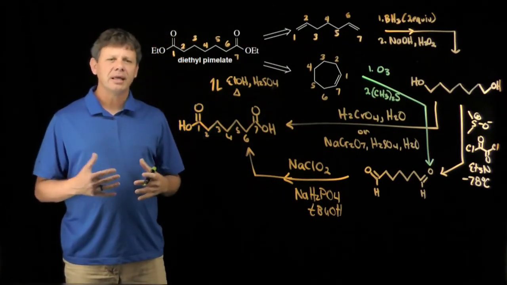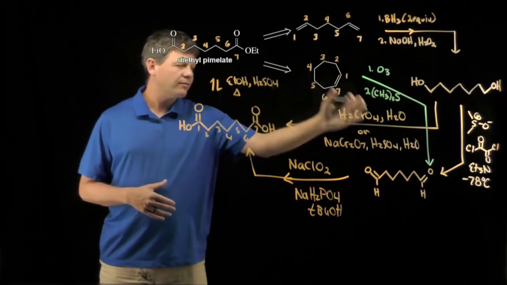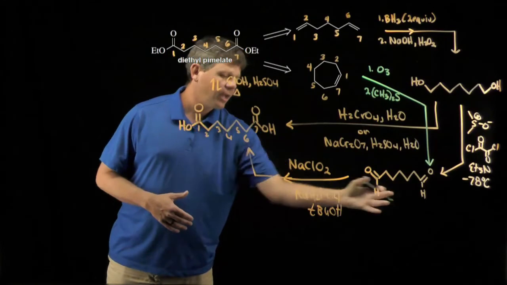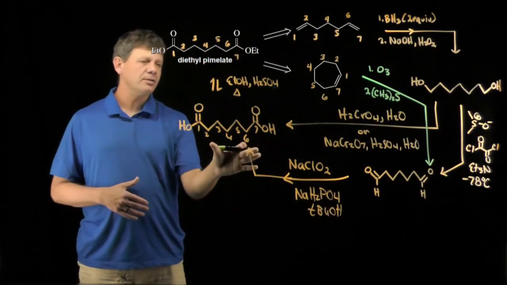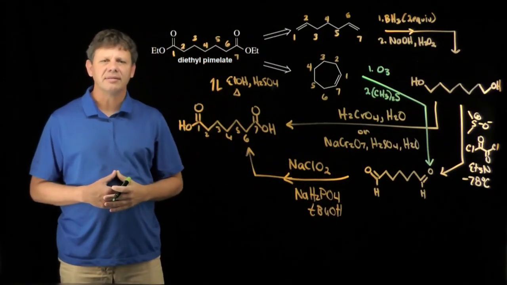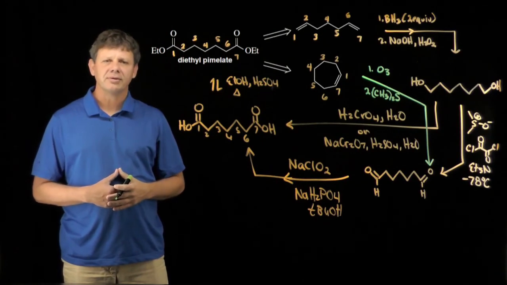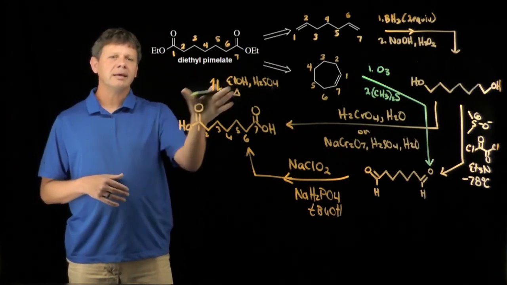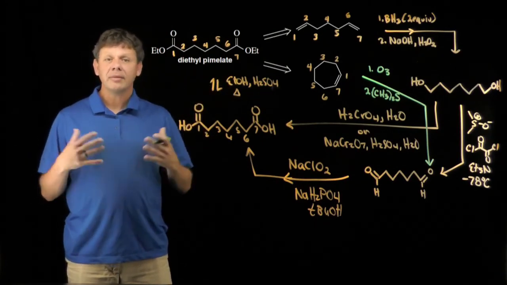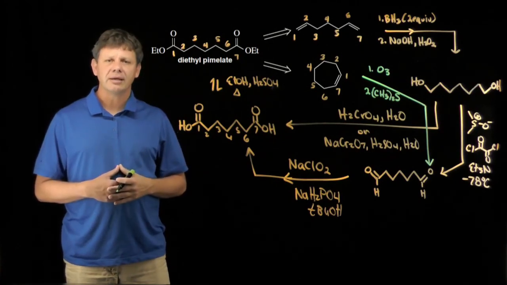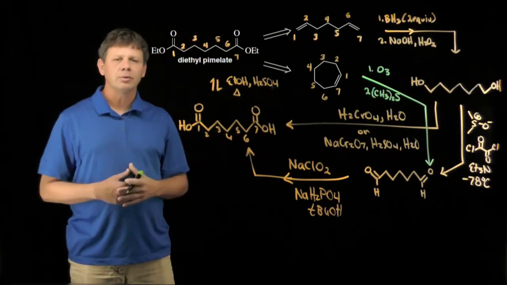And so this combination of reactants should give us this dialdehyde, which we can then do the Pinnick oxidation to make the acid, and again, complete the synthesis with the Fischer esterification. This is how we would make diethyl pimelate. There are probably other combinations of reactions you can use, but these will certainly work.